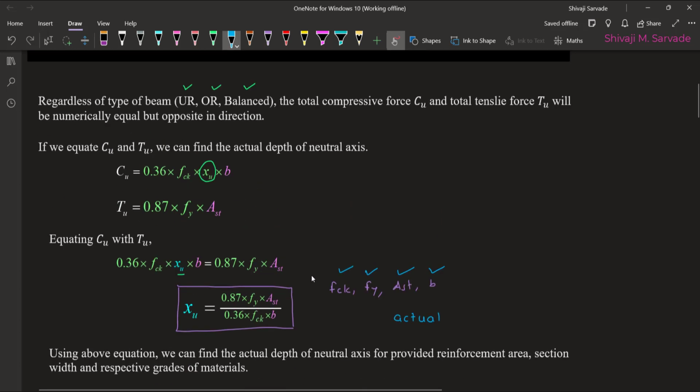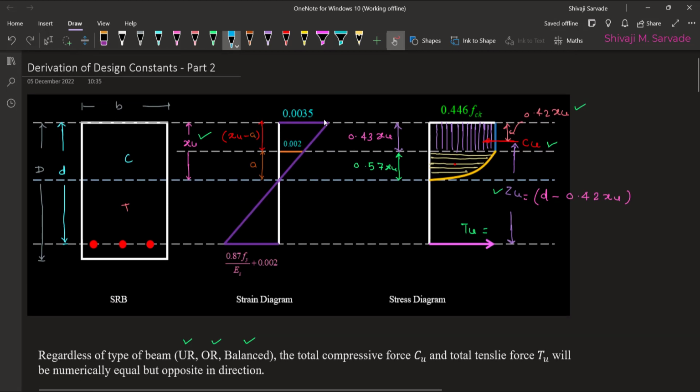Now if we come back to the strain diagram, the strain in concrete regardless of the grade is given to be 0.0035, but strain in steel depends on the grade of steel. So if I have, let's say, mild steel as my grade, the strain would be different. If I have Fe415 as my grade, then the strain would be different. The modulus of elasticity for steel is constant for all the grades. You must have studied Hooke's law and the modulus of elasticity. It is 2 into 10 raised to 5 for steels.